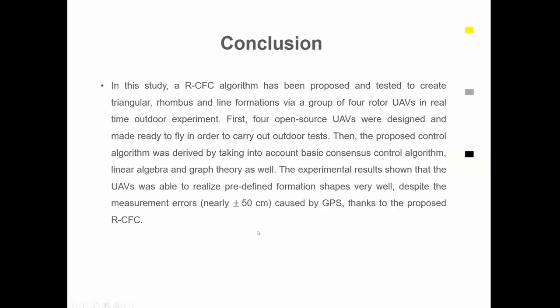To conclude, in this paper we want to design a robust consensus-based formation control and validate this control algorithm in real-time outdoor tests. The experimental results show that the UAVs are able to realize predefined formation shapes very well, despite the measurement errors of nearly plus or minus 50 centimeters caused by GPS, thanks to the proposed control algorithm. In our study, we did not use a very high sensitivity GPS. We wanted to design this experimental setup with low cost in mind, so we have these measurement errors caused by GPS.